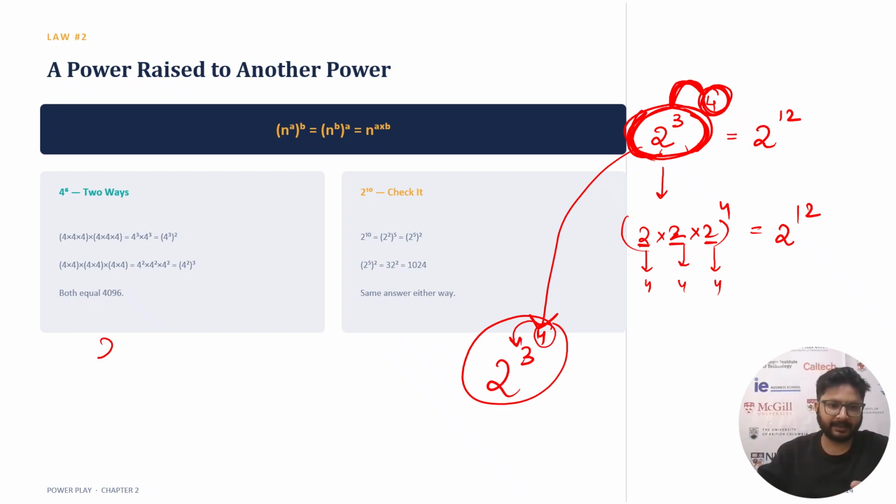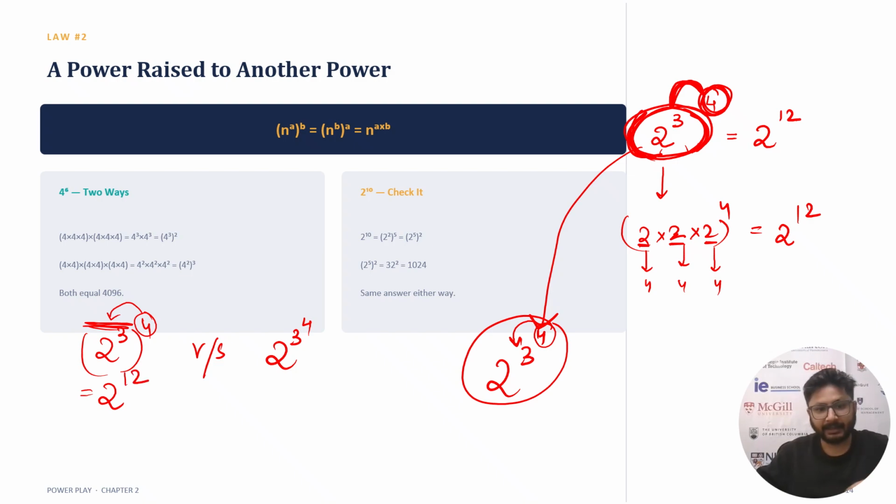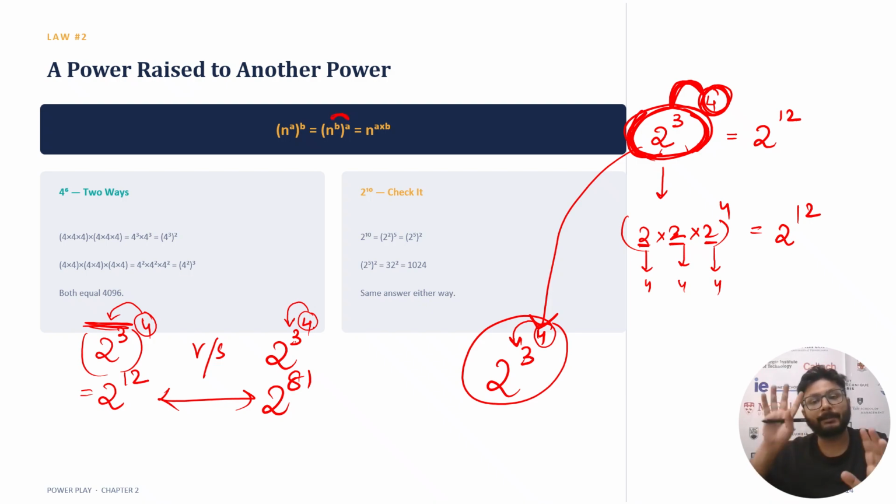So try to understand: 2 to the power 3 whole to the power 4 versus 2 to the power 3 to the power 4. In the first, 4 is raised over the entire number, which is 2 to the power 3, and this will be equal to 2 to the power 12. On the other hand, in the second one, the 4 is raised over the power of 3. So 3 to the power 4 is 81. This is 2 to the power 81. These are entirely different numbers. And remember, whenever you need to multiply the powers inside and outside, you'll have to look at the brackets.